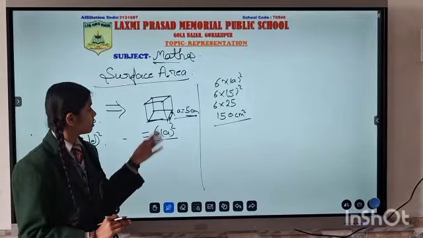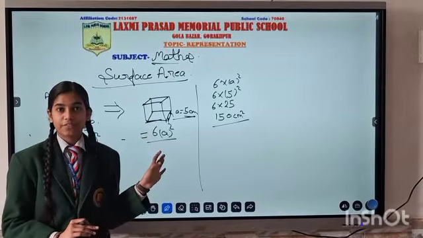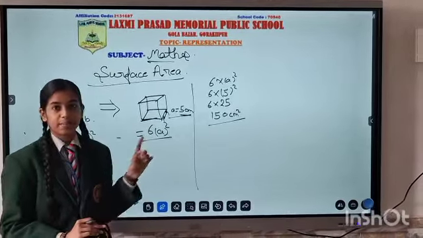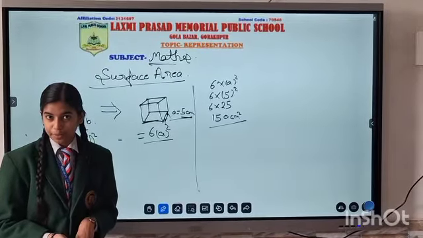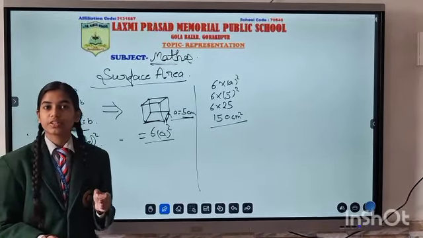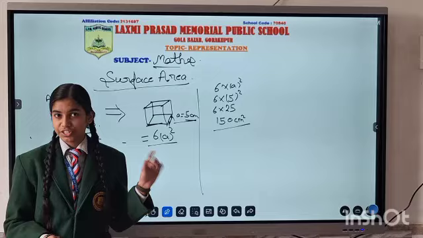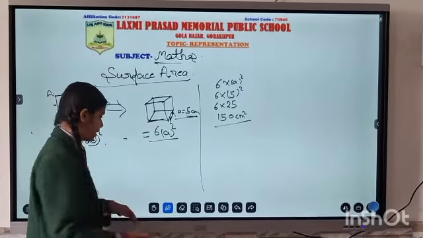By dividing the surface area of the cube by the dimension of that paper, you can find how many papers you can use to wrap that box. Let's understand this.